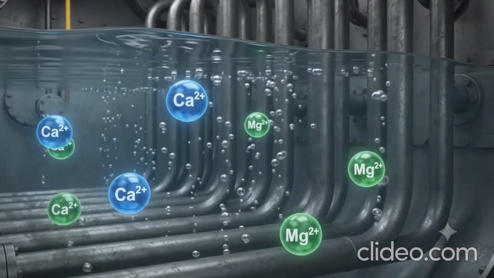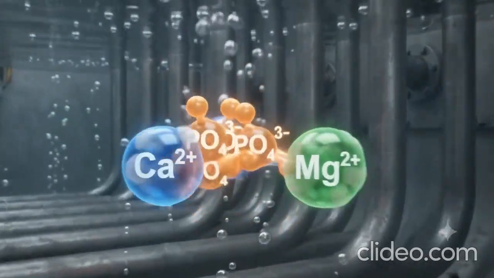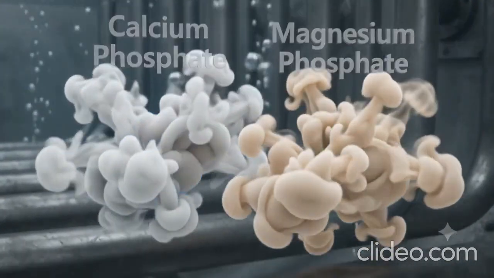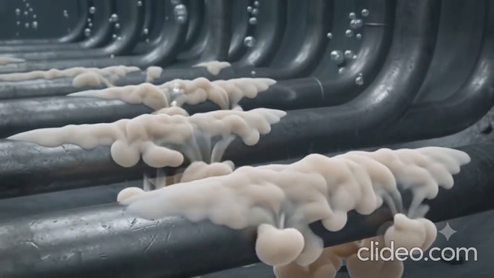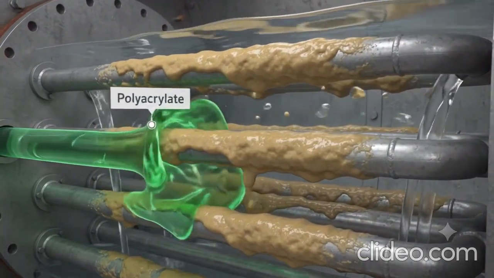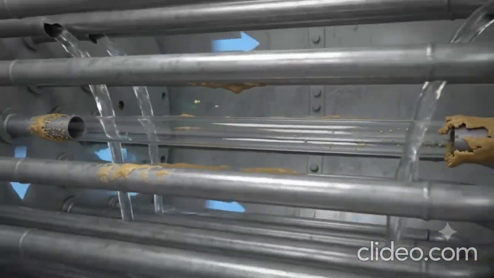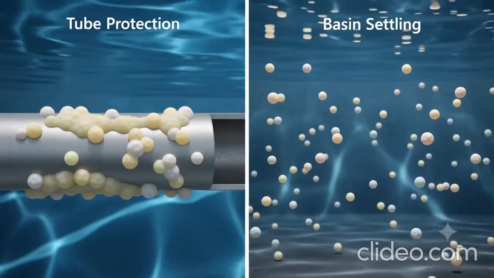Inside the boiler, calcium and magnesium ions form hard scale. Adding phosphate treatment triggers a rapid reaction. This results in calcium and magnesium phosphate. Over time, soft sludge builds up on boiler tubes. Polyacrylate is introduced to the water. It disperses the sludge, keeping surfaces clean.